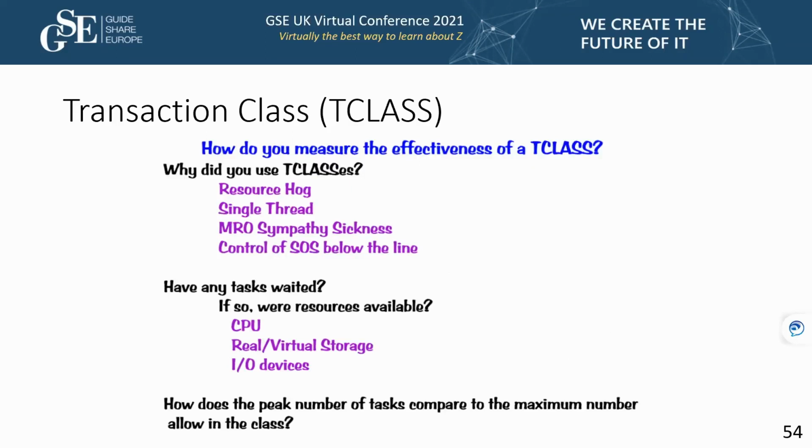But again, how do you measure the effectiveness of T-class? Well, first you have to figure out why you did it. So the only way to measure it is to know what you did. If you're looking for a single resource running at a time, then it's easy to measure. Did it work out for you? Could you run more than one at a time? And then you have to make sure that maybe there's a storage hog that runs below the line and you don't want to run more than 5 of these at a time. So you have to make sure that 5 is all you can run. Maybe you can get away with 6. Maybe 5 is too much, got to lower it to 4. And then have any tasks waited? If so, were the resources available in the end? And could you have added to the T-class value?